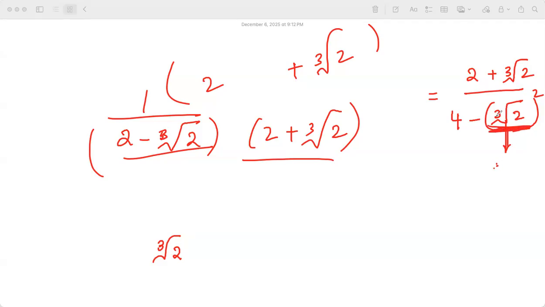See, here the radical means 2 to the power of 1 by 3. Whatever the radical, cube root, square root, all become fractional exponents. Power 1 by 3, whole power 2 means 2 by 3. 2 squared is cube rooted.